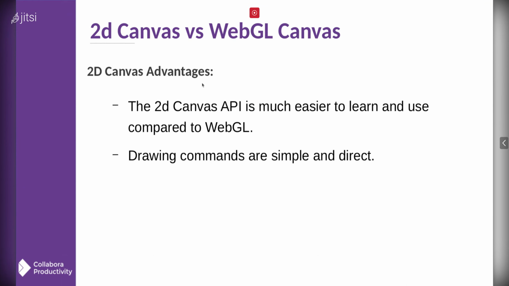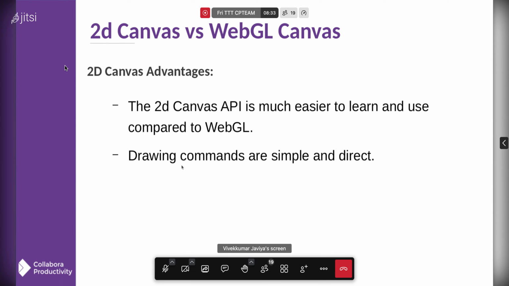Before we understand WebGL, we should compare it to the normal 2D canvas, which is our normal HTML canvas. First of all, the 2D canvas advantages. The 2D canvas API is much easier to learn and use compared to WebGL. As we go further, you will understand that the WebGL API is not straightforward, but it's not that hard either. Compared to the canvas, it's not straightforward, and drawing commands are quite simple in the 2D canvas.